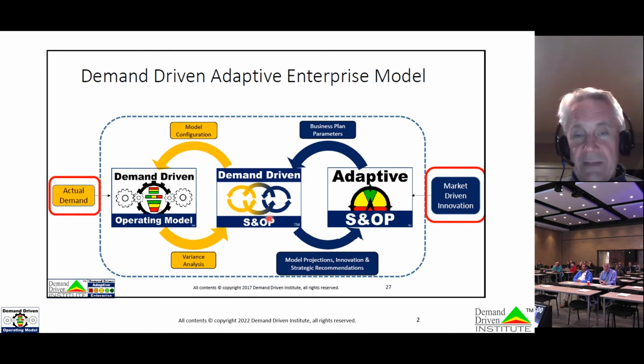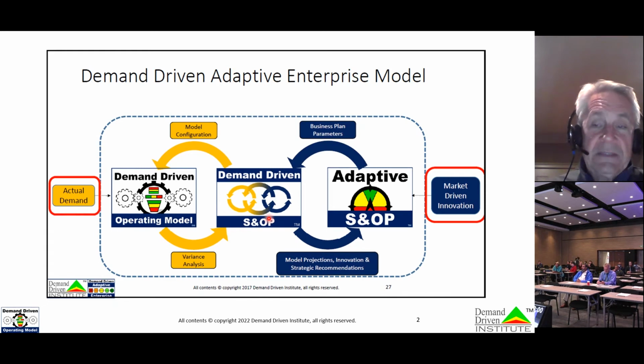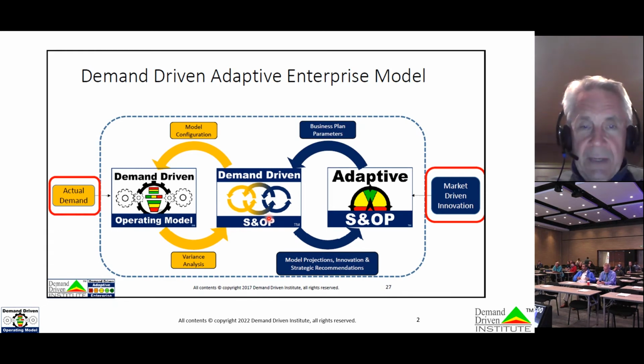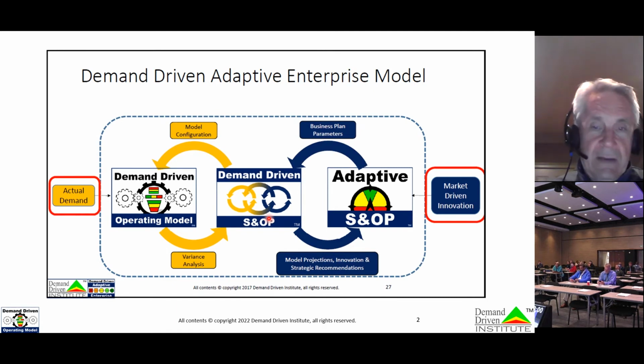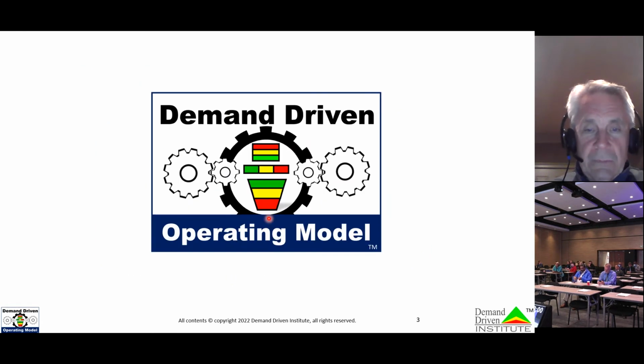We're not going to go into the DDS&OP today. We're going to concentrate on the demand-driven operating model, but the whole schema here is really designed to help us pace our production and materials to what's actually happening in the market, and get away from the MPS and MRP concepts that have been so prevalent over the last 30 to 40 years. So let's get started into DDOM.